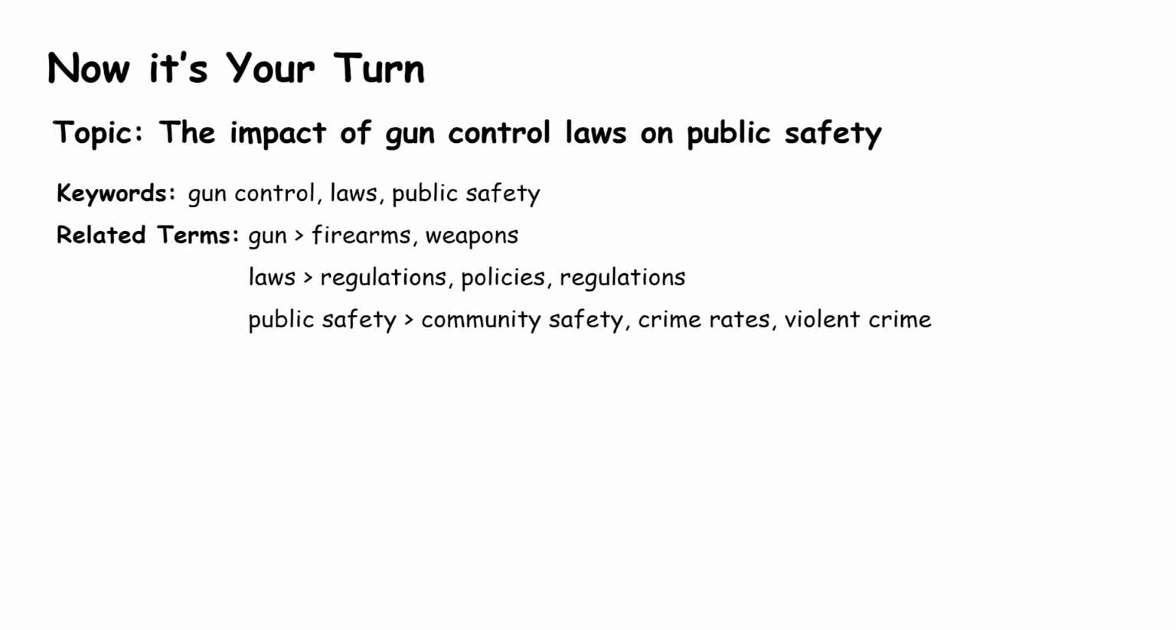Here, we've identified the main keywords after removing the stop words were gun control, laws, and public safety. You guys came up with the words firearms and weapons for guns, regulations and policies for laws, and community safety, crime rates, and violent crime for public safety.